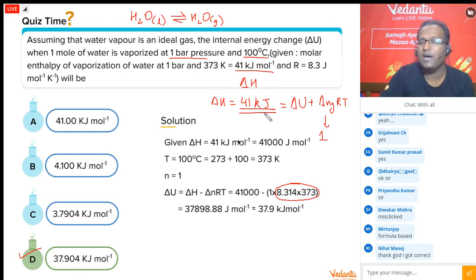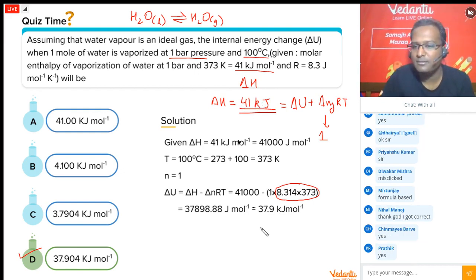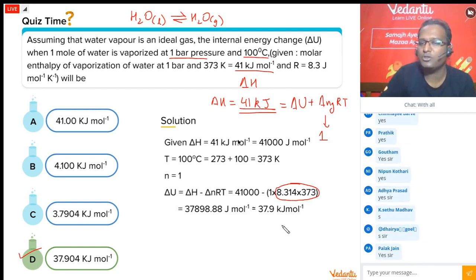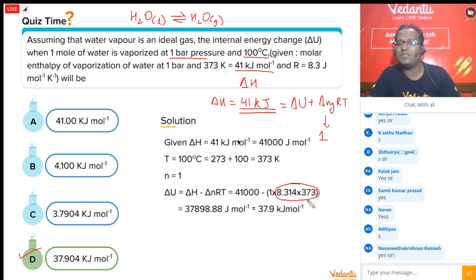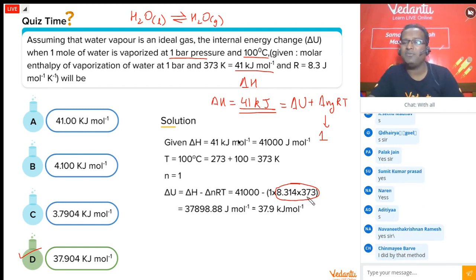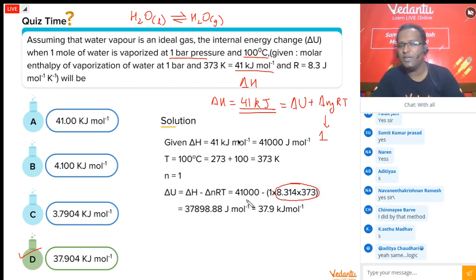Yes or no? क्योंकि 1000 से divide भी तो करना है. I have to divide by 1000 also. So 8.314 gets multiplied by 0.3 basically, isn't it? So I get roughly 2.4 or 2.5. Good job. So the answer has to be close to 41. Only option D. Is it understood?